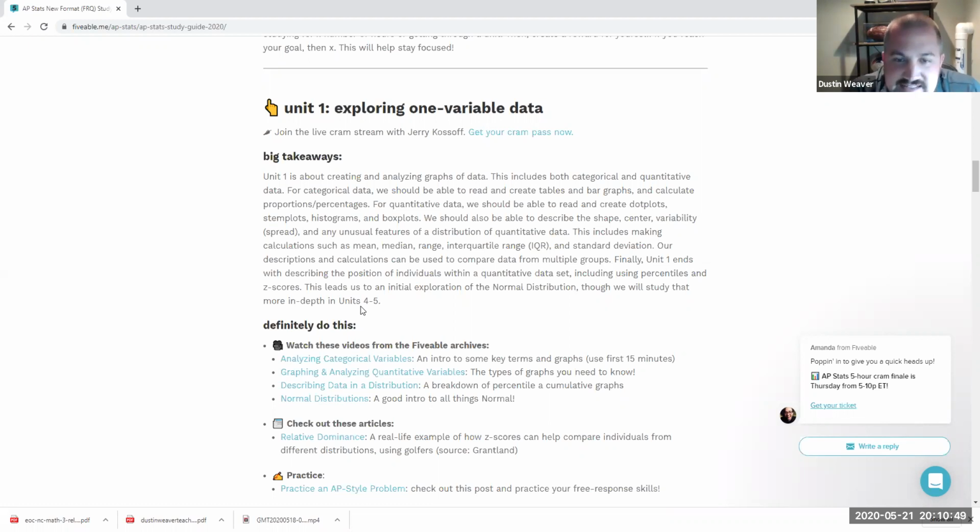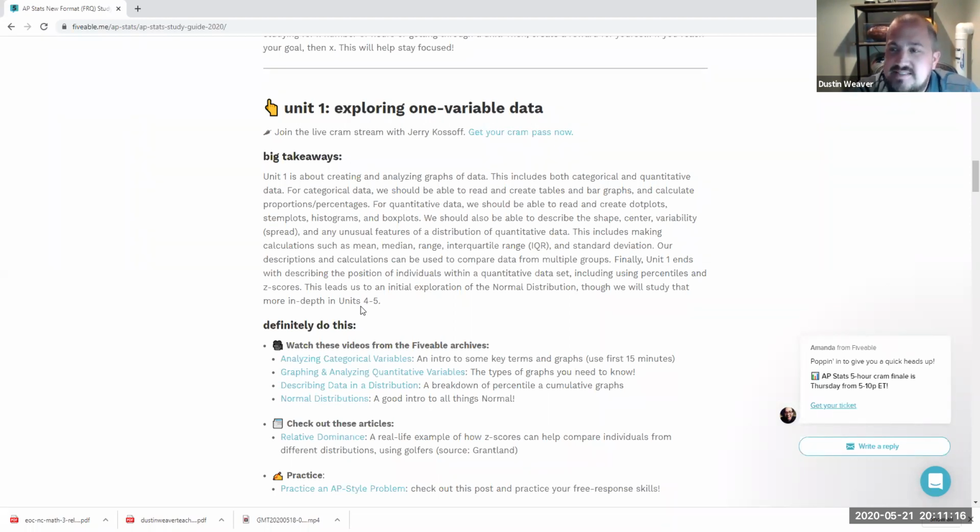And finally, this ends with using the normal distribution. So if you remember, the normal curve is a 68, 95, 99.7 curve. Tells us that 68% of all data is within one standard deviation, 95% of all data is within two standard deviations, and 99.7% of all data is within three standard deviations.